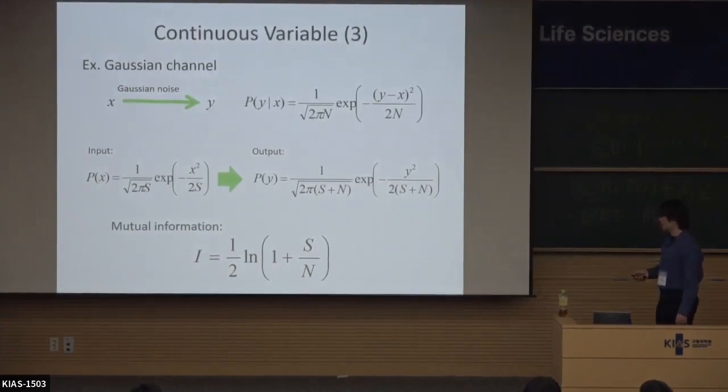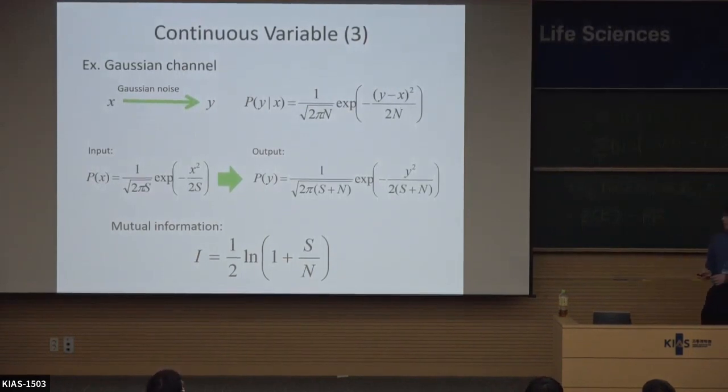So an important point of this formula is that the mutual information is given only by the signal to noise ratio, that is S over N. So this gives us a kind of intuition about the mutual information. So in a very old style communication theory, we can adopt the signal to noise ratio as a kind of measure of information transmission. And in this Gaussian case, the mutual information is completely reduced to that signal to noise ratio. And yeah, we can easily understand its intuitive meaning.